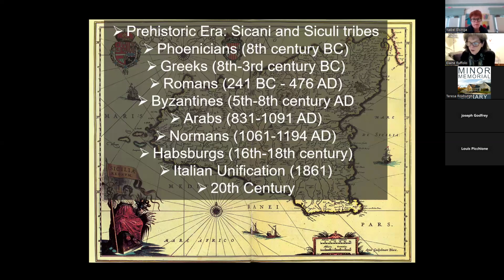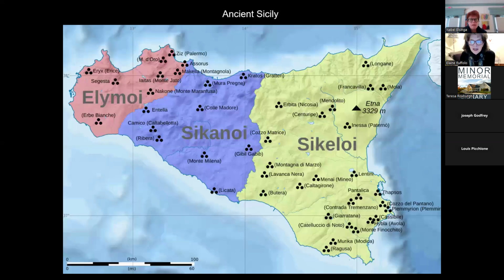And we begin with this prehistoric era, Sicani and Sicily. Here's an image. So here's ancient Sicily. And the indigenous people of Sicily were three, starting with the Sicels on the far right-hand side towards the east, and that's where we get our name Sicily, in eastern Sicily, the Sicans in the center, and the Elymians in the west. Think of them like the different tribes that we have in the United States. They were like the Native American tribes, for example.